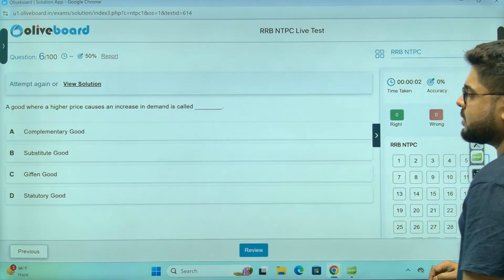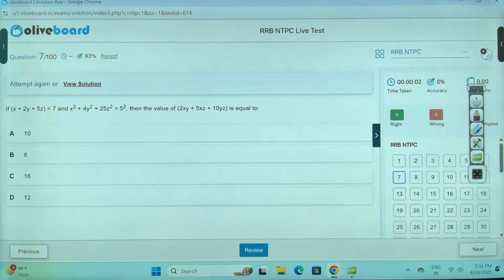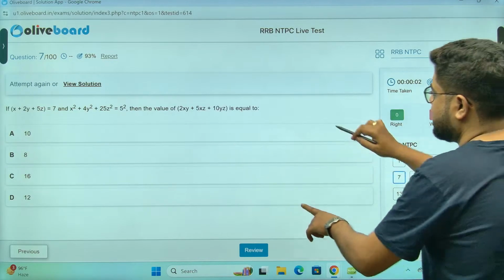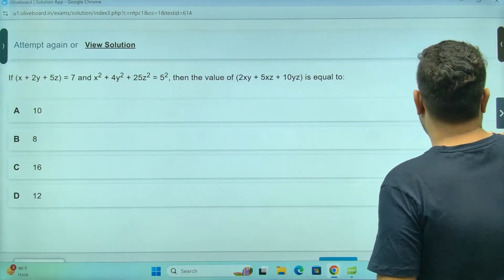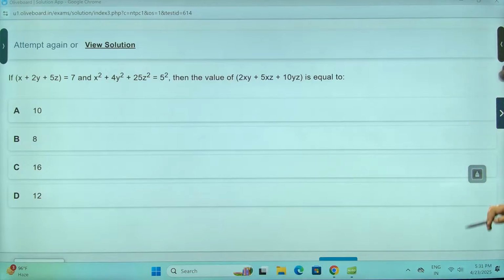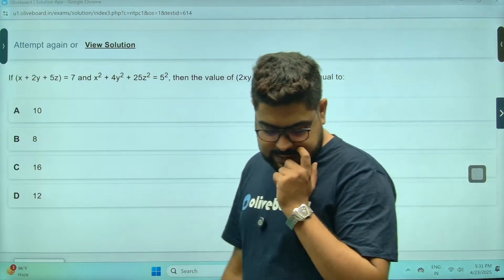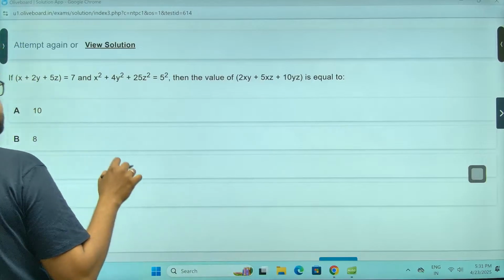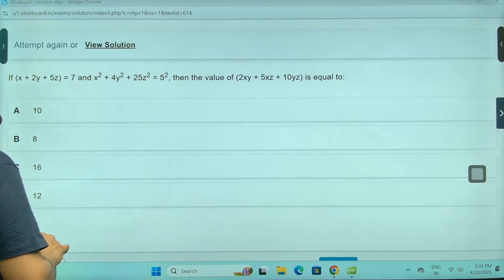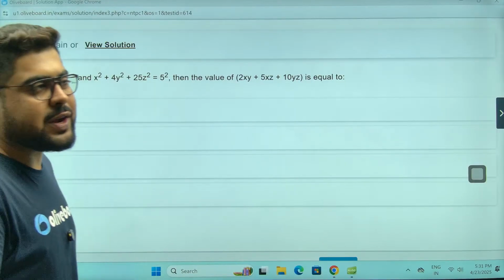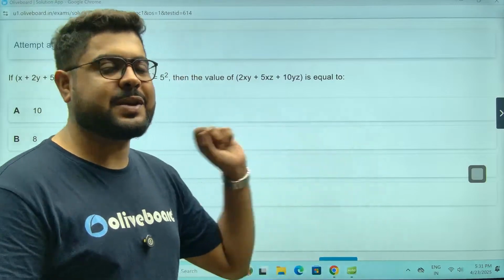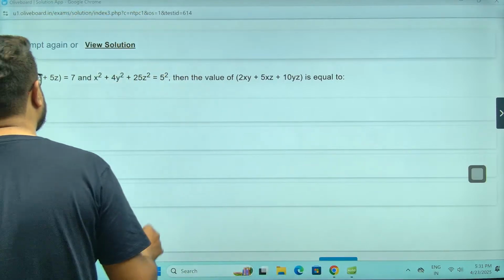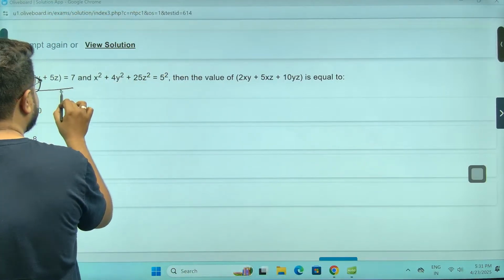Next one, sir. Not ours, this one is ours. Okay, this week's questions are good. Apart from a couple of questions, they have given you some very good questions. This also is a good question. If you cannot recognize this, it can turn out to be a very difficult question.